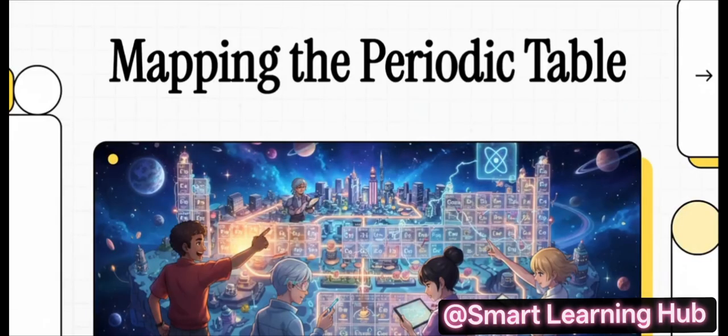Welcome to this Explainer. Today, we're going to transform the periodic table from that intimidating, familiar grid of letters and numbers you probably remember into a dynamic, interconnected map of literally the universe's building blocks. We are taking a totally fresh look at the elegant architecture behind this elemental map.